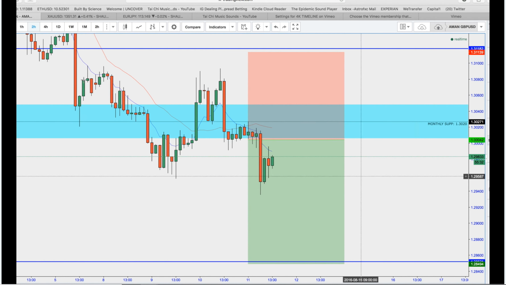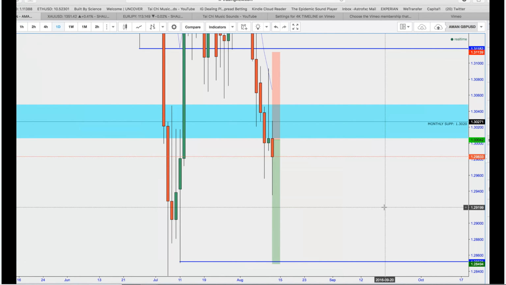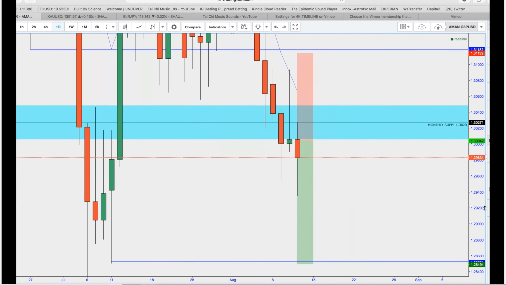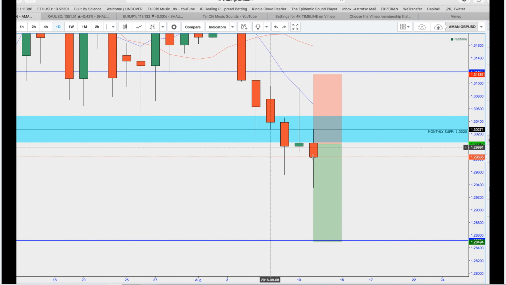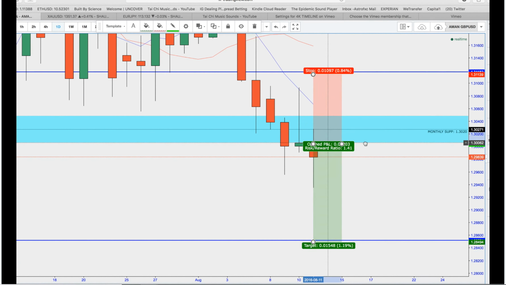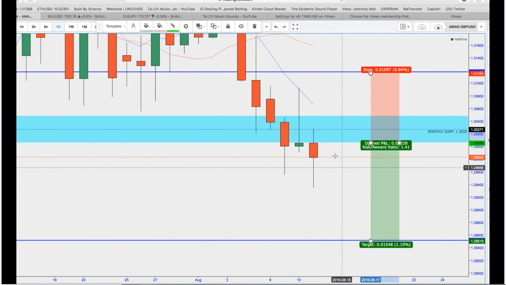So let's get the daily time frame up. Let me just see what's going on. All right, daily time frame GBP USD. All right, so this candle here represents 1 day of price action.